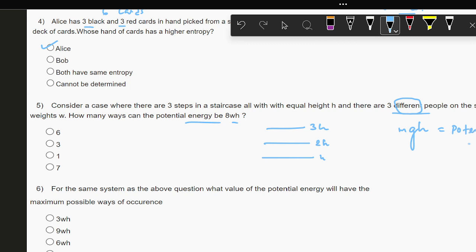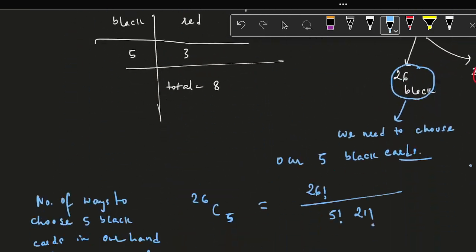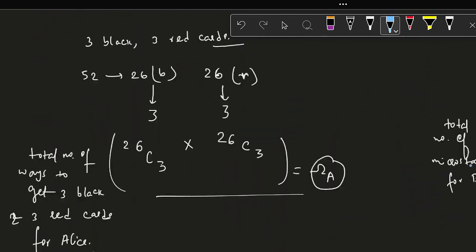potential energy, right? So this is, let's say, capital U. In other words, mg is equal to W. So W times h is the dimension of potential energy in this case. And you have to arrange the people in those steps in a way that the total configuration's potential energy will be 8Wh. Right, so let us now go to the page and try to solve this.